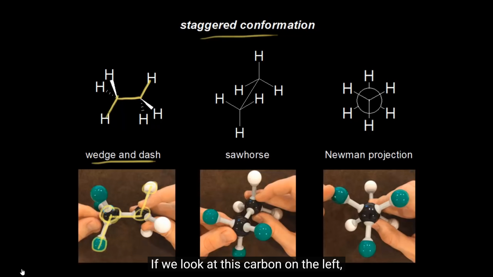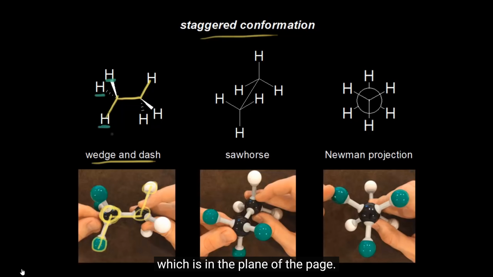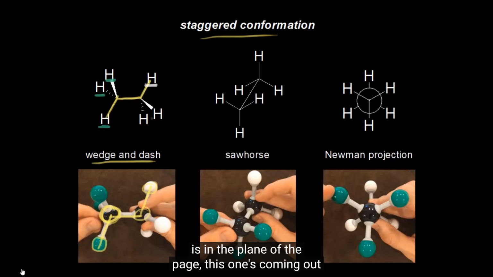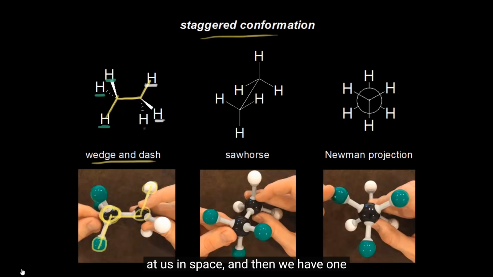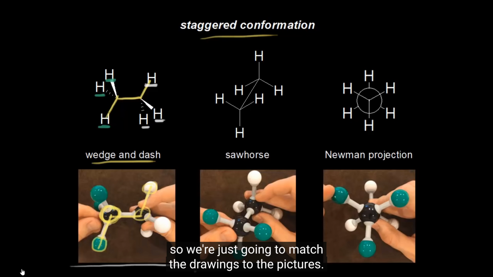If we look at this carbon on the left, we know that there is a hydrogen in green coming out at us in space, a hydrogen in green going away from us in space, and then this hydrogen which is in the plane of the page. For the hydrogens in white, this hydrogen is in the plane of the page, this one's coming out at us in space, and then we have one going away from us in space. And it's pretty easy to see that in the picture here. So we're just going to match the drawings to the pictures.